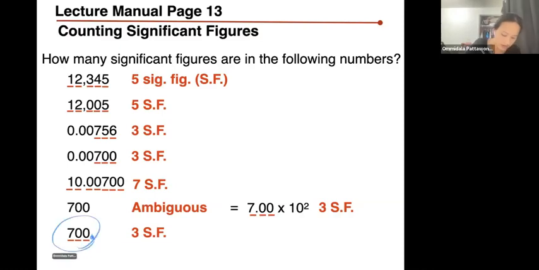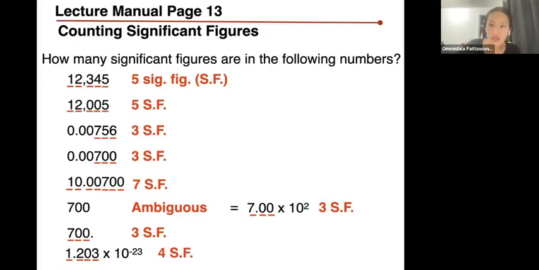We include all of this, right? So in this case, the decimal point indicates that the last 0 is the estimated digit. Okay, so the total would be 3 sig figs. And again, as I mentioned before, for numbers that come with scientific notation, you only count the number, not the exponent part. So in this case, this comes out to be 4 sig figs.